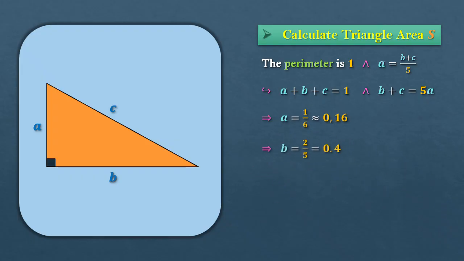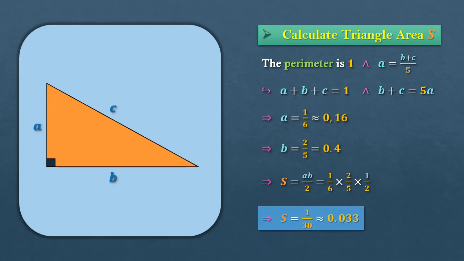Now that we know the lengths A and B, we can calculate the area of the right triangle. The area S is equal to A times B divided by 2, which equals 1 divided by 6 times 2 divided by 5 times 1 divided by 2. This simplifies to S equals 1 divided by 30, which is approximately equal to 0.033.